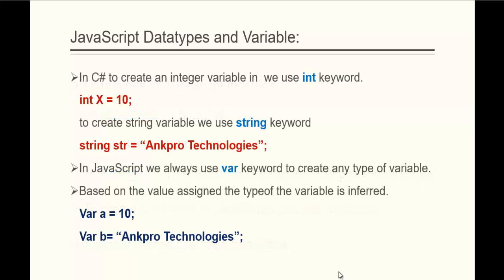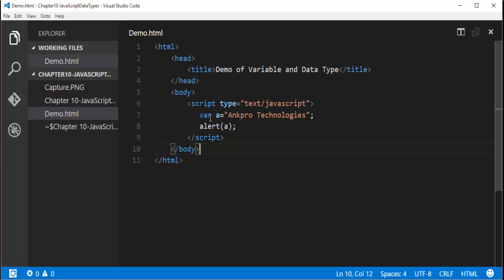Now let me jump back to the second slide. Here, in C# to create an integer variable we use the int keyword. Here is an example: in C# we create an integer variable with the int keyword, and the variable is x and the value stored is 10. And how do we create a string variable? It's very simple. String data type variable str is equal to the value within double quotes. But keep in mind, in JavaScript we always use the var keyword to create any type of variable, and that's what we have done here.